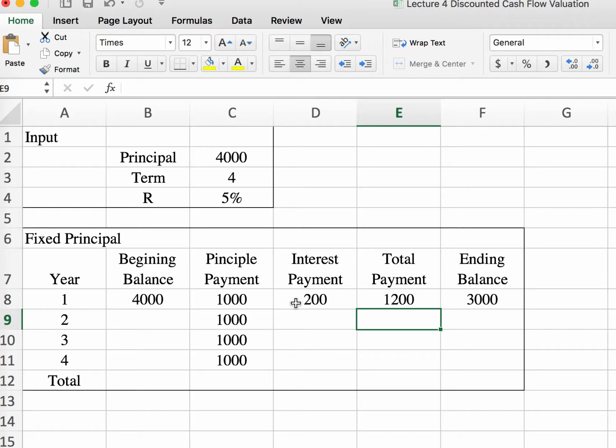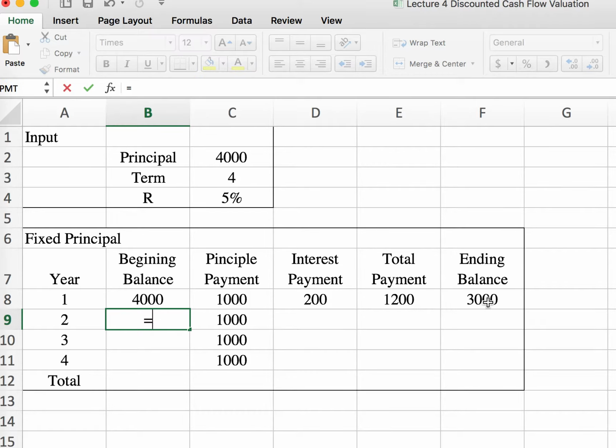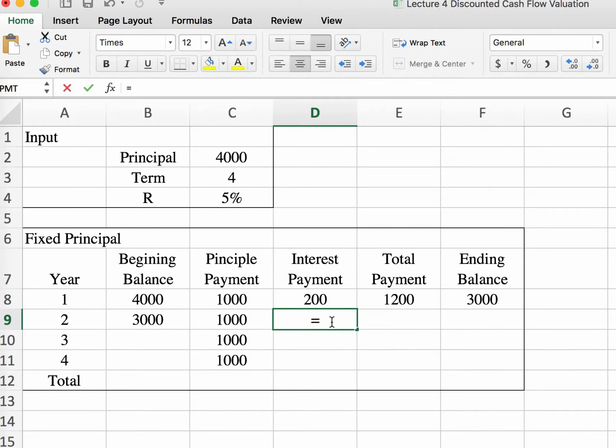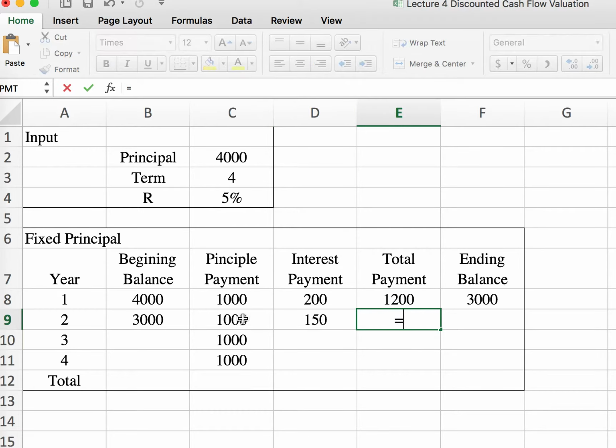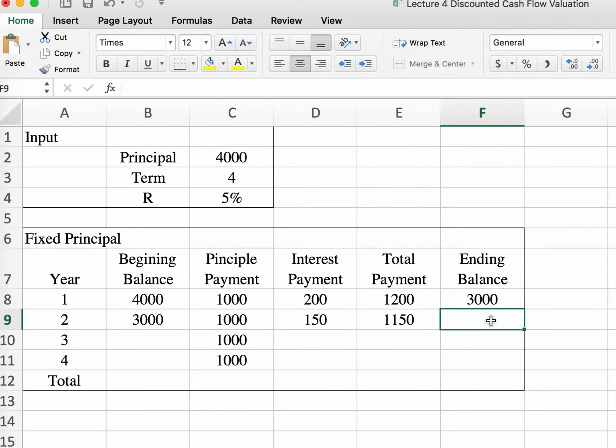Okay, so we finished everything for the first year. Now we move to the second year. The second year's beginning balance will be the same as the ending balance of the first year. How much do we owe for the interest? That's going to be $3,000 times the interest rate, so $150. Total payment is going to be 1,000 plus the interest we paid, and the ending balance: the beginning balance is $3,000, we paid off a principal payment of $1,000, so the ending balance is $2,000.